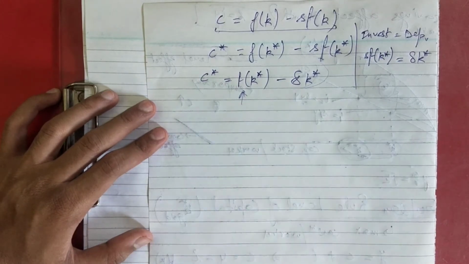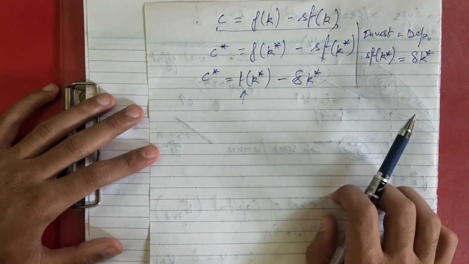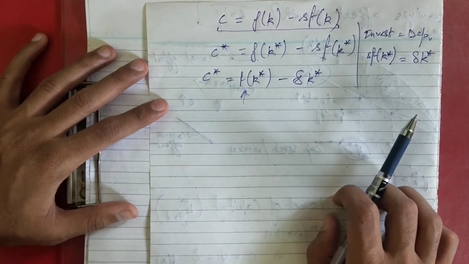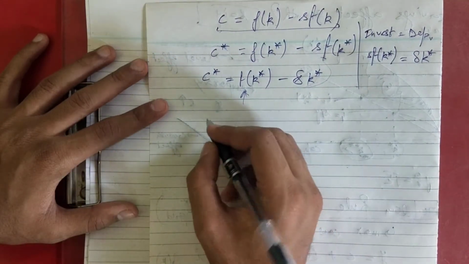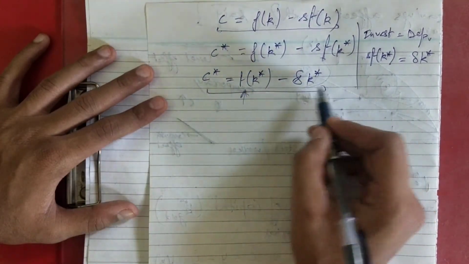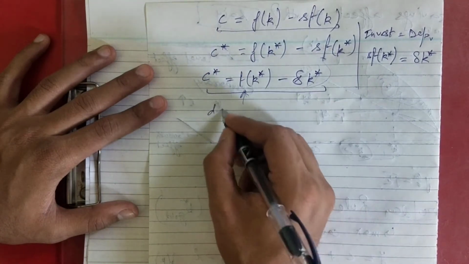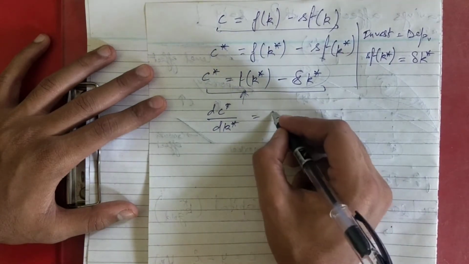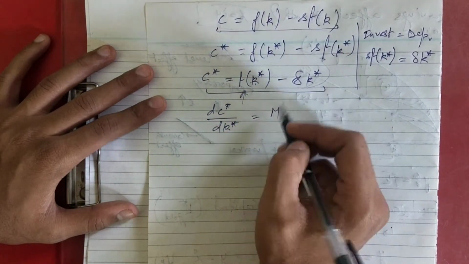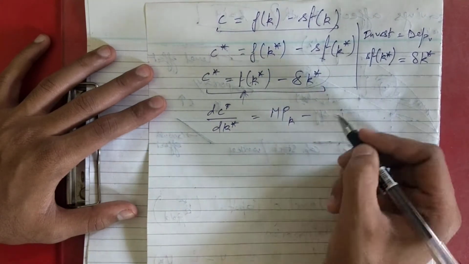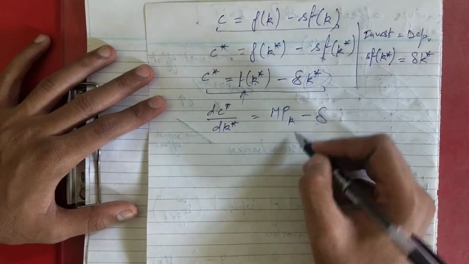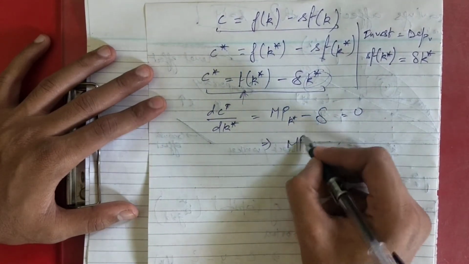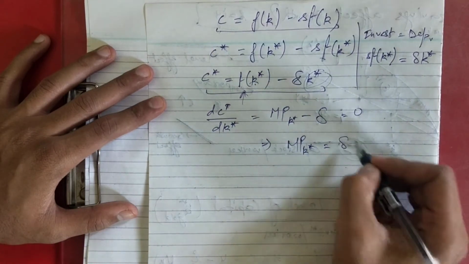So let's find out the condition. How do we find it? We simply take the first derivative, then the second derivative, and see what happens. This is your function, so I will differentiate it with respect to k star, which gives f'(k star), and you know the slope of this is MPK, minus delta. Put it equal to 0, so you get your condition: MPK at k star is equal to delta.